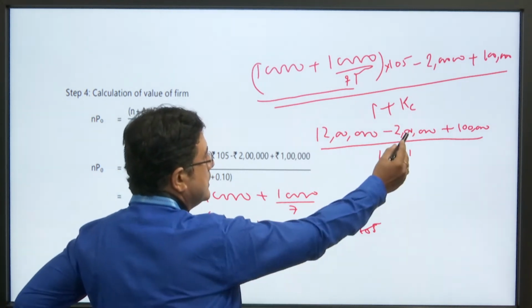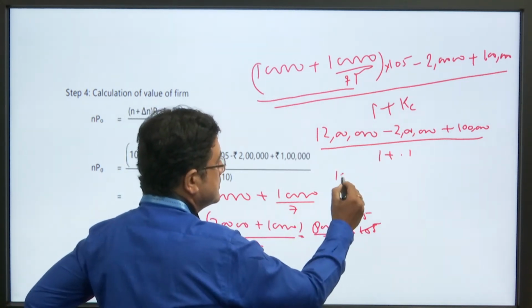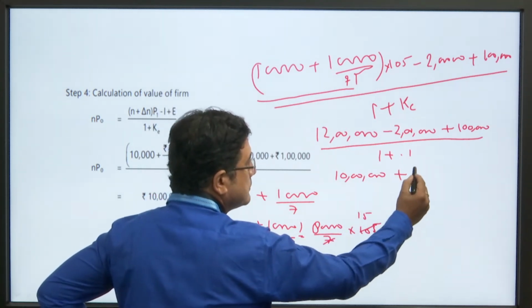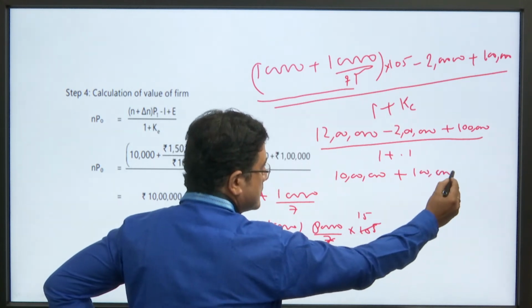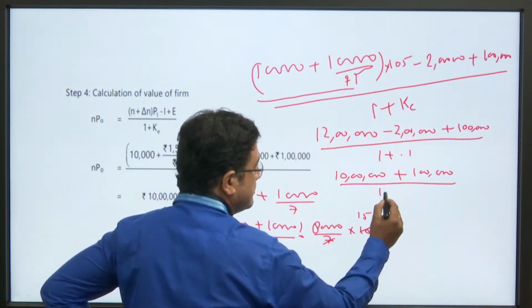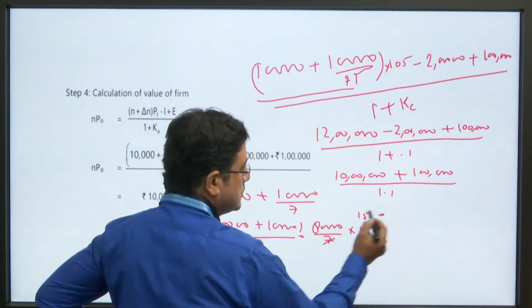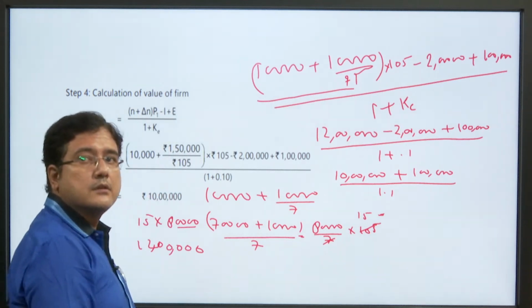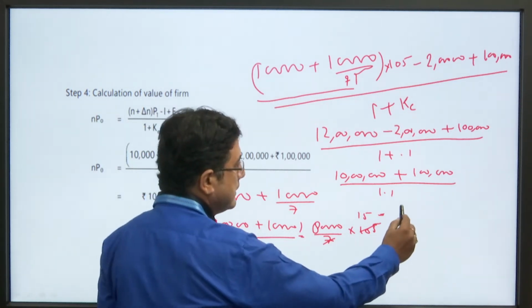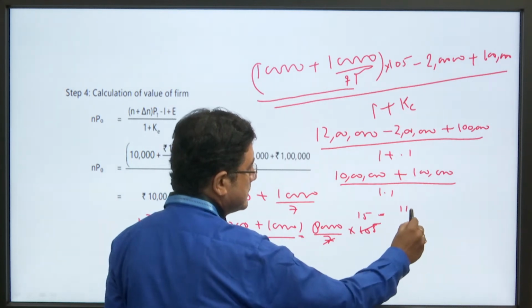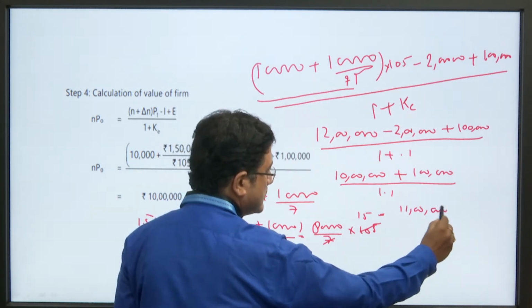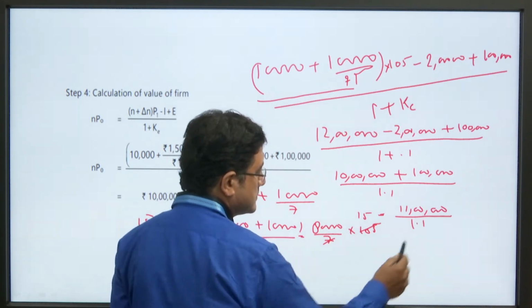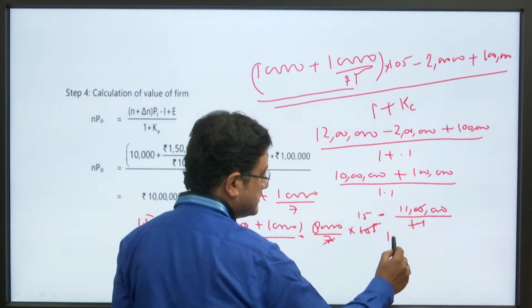Now 12 lakhs minus 2 lakhs investment, plus 1 lakh, divided by 1.1. Further, 10 lakh plus 1 lakh is 11 lakh, divided by 1.1, which is 10 lakh.